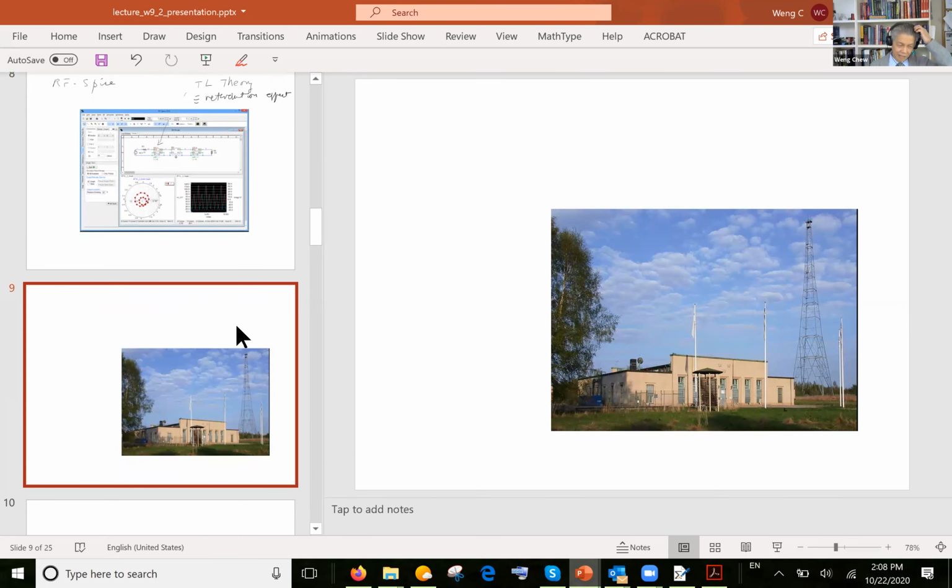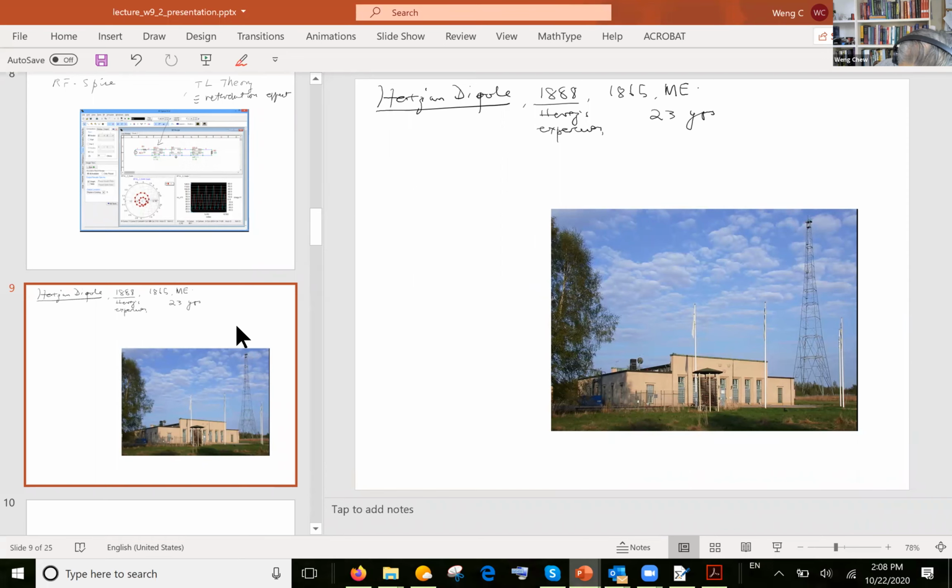So if you don't have any more questions, I'd like to talk about radiation, by first studying the Hertzian Dipole. The Hertzian Dipole was first studied in 1888. And if you compare 1865, this is Maxwell's equations. This is Hertz's experiment. And there's some 23 years between them.